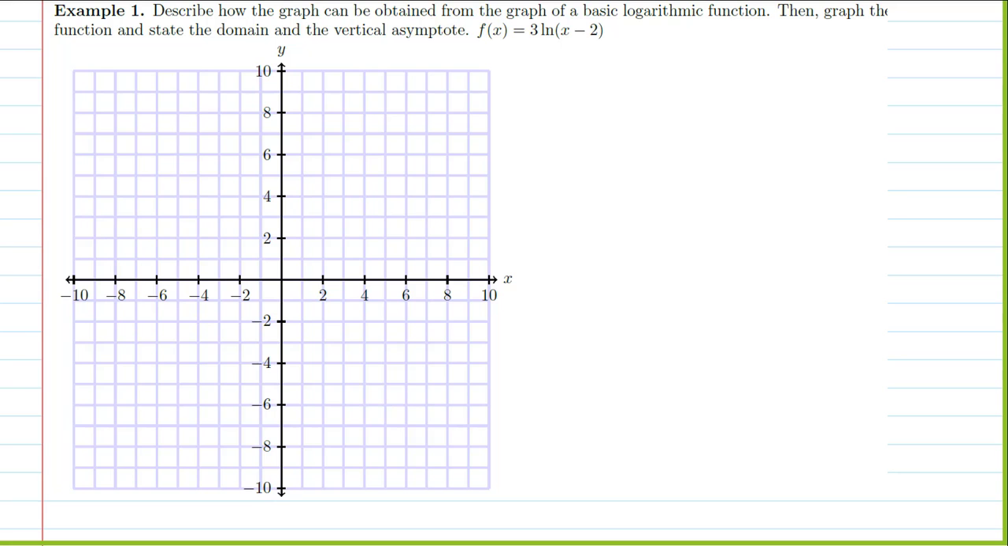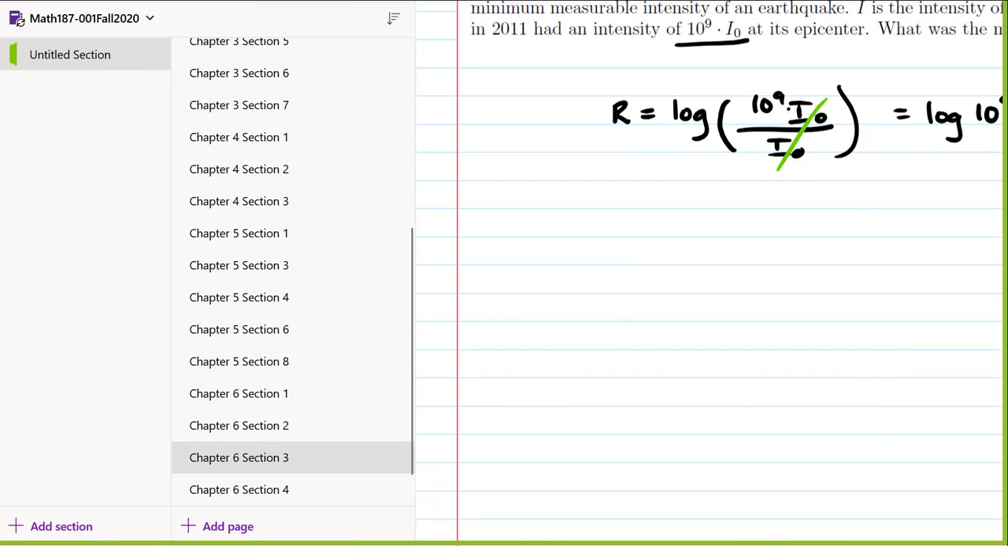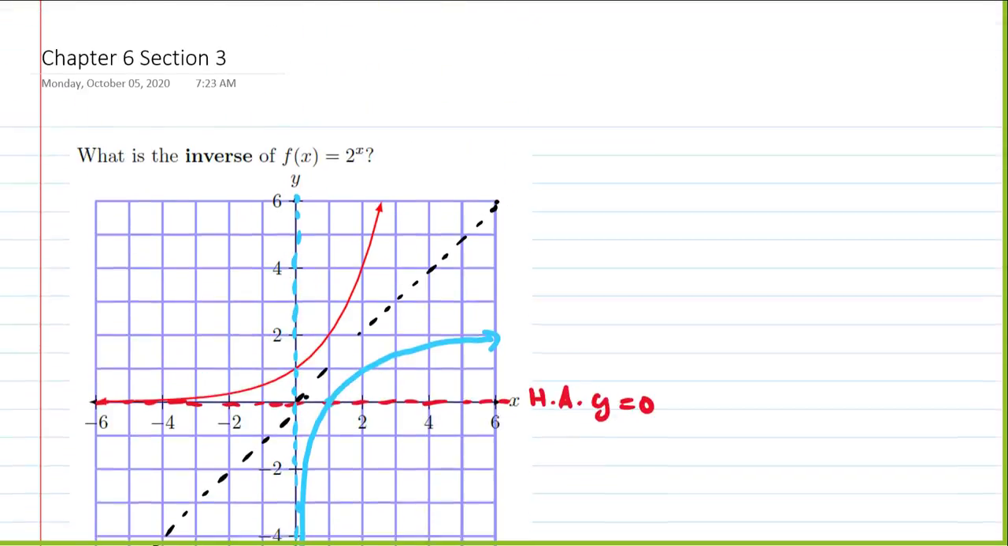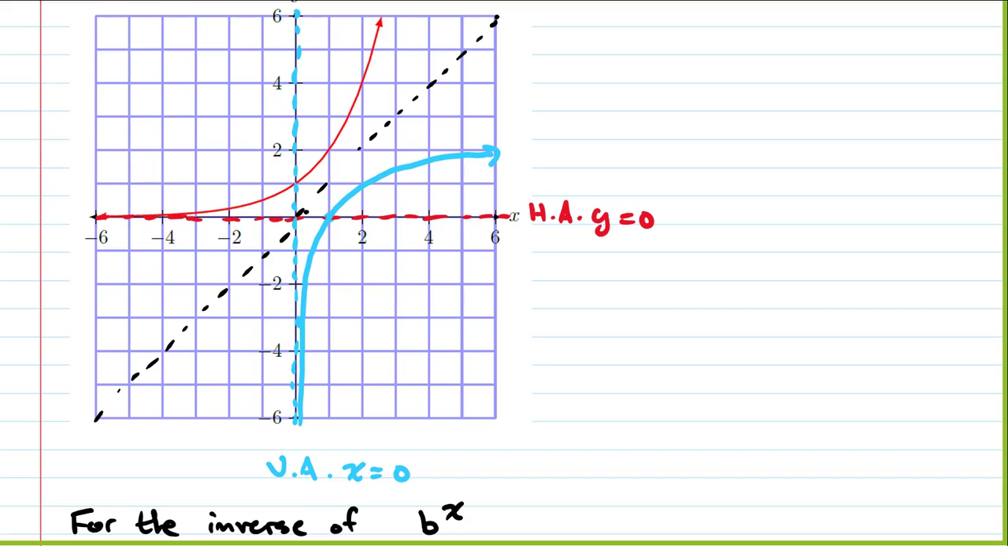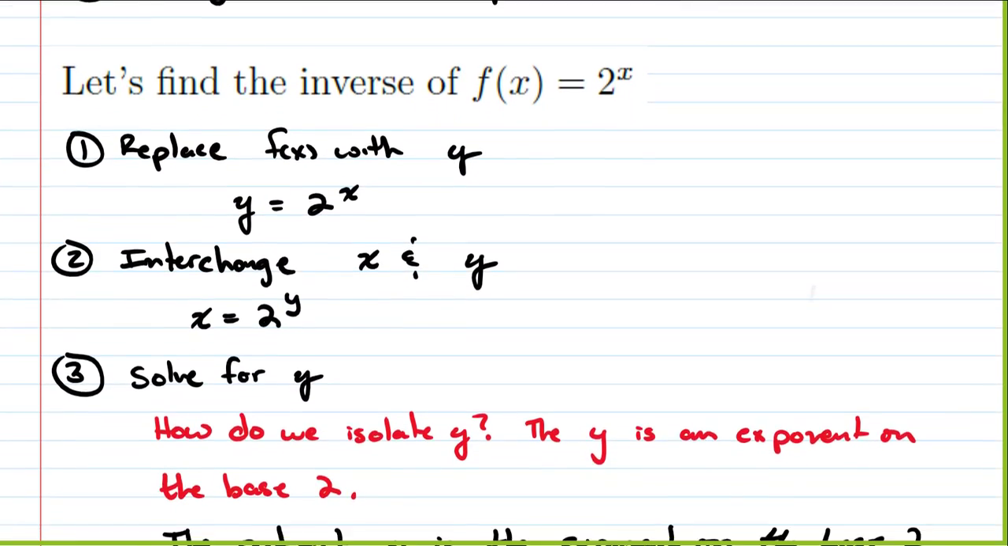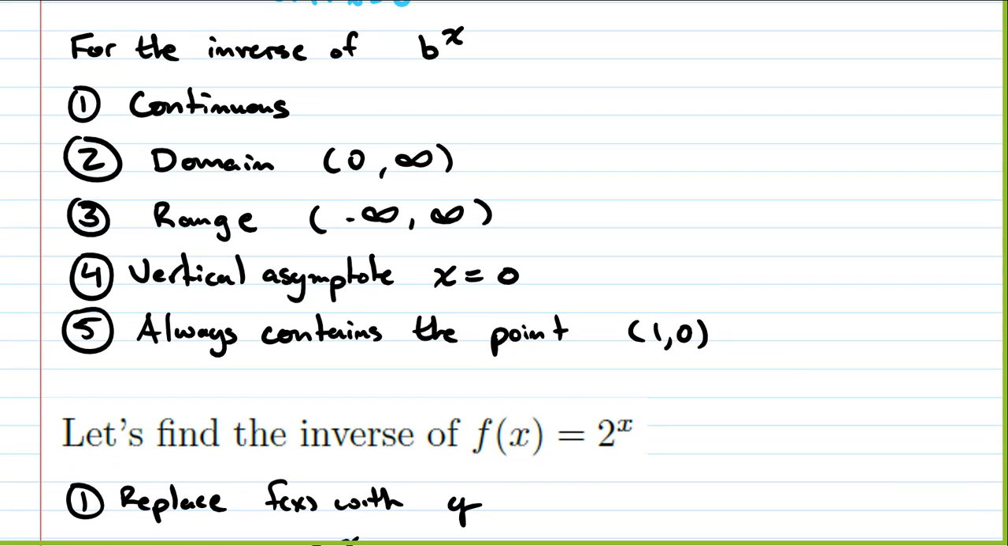So in our previous section, we drew some graphs to give us an idea of what our parent function for the logarithmic function looked like. We made the observation that the logarithm will always have the following 5 properties. It's going to be continuous.